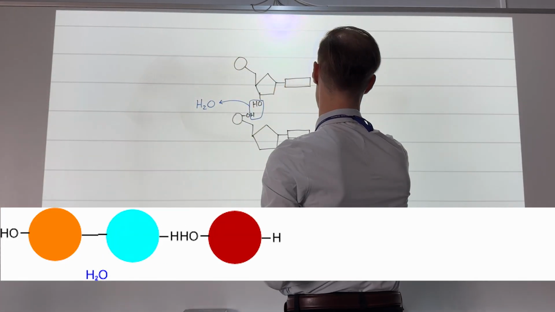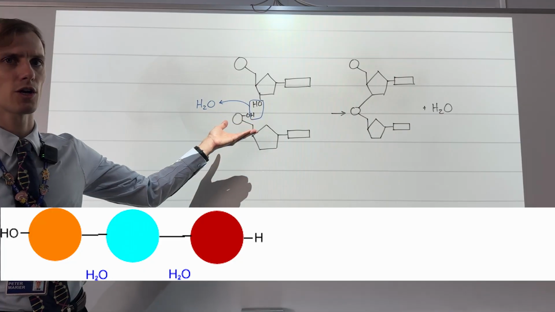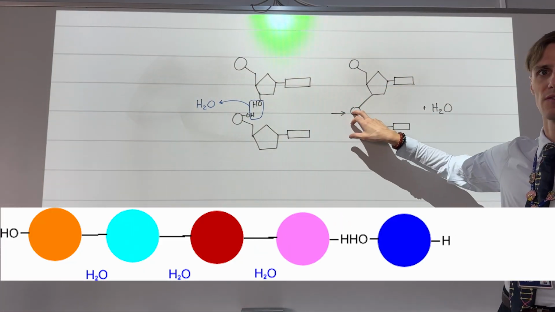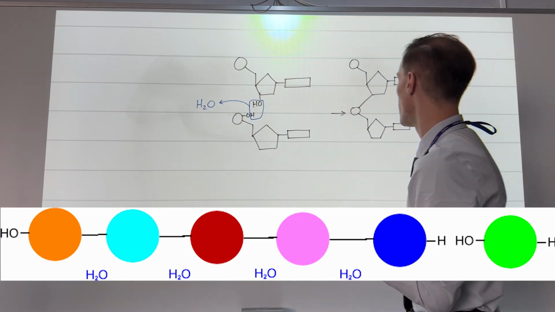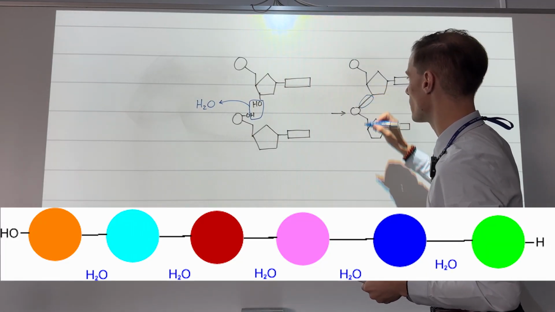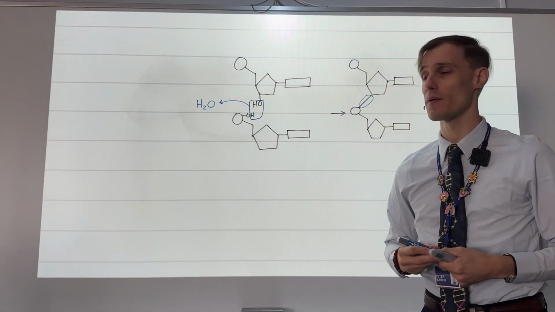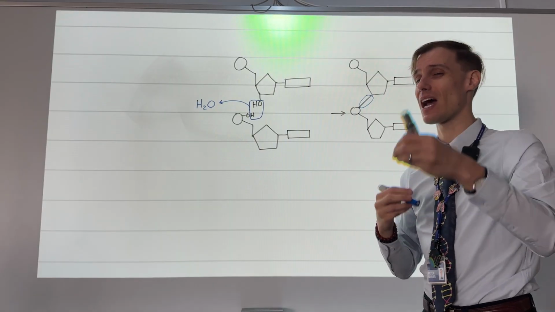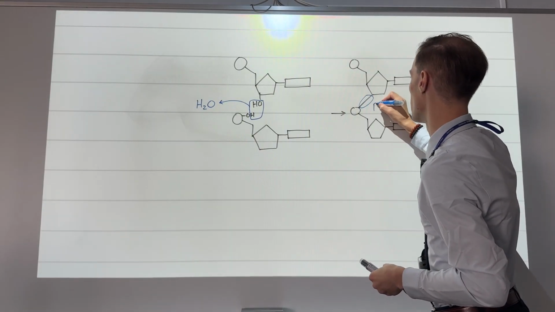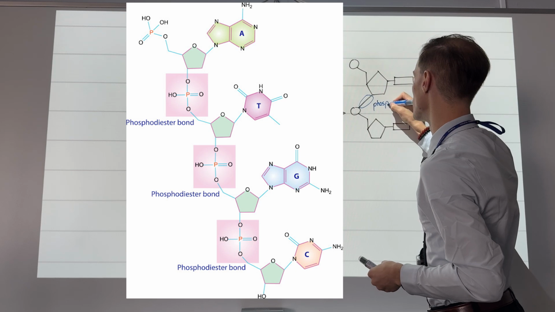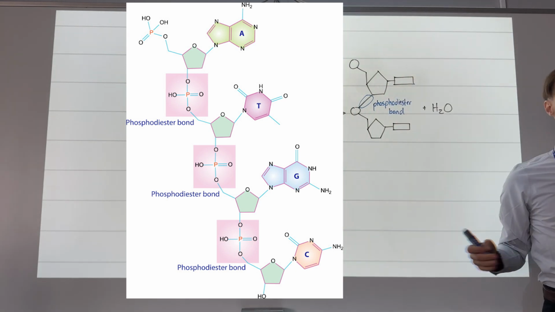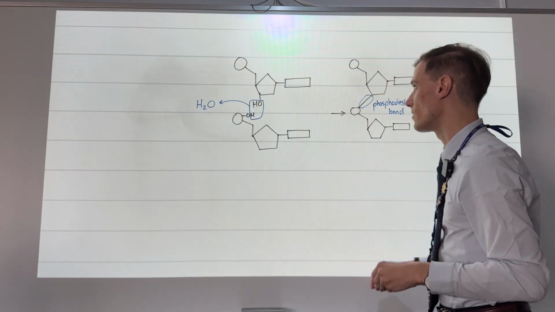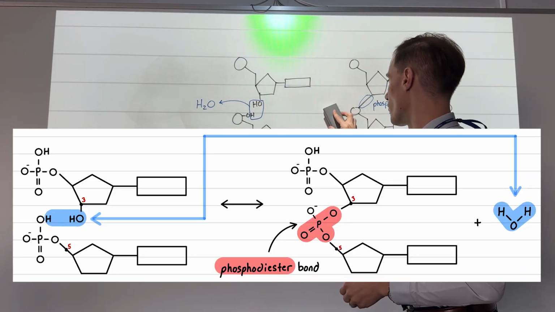So let's draw the result. So here's what occurred. This deoxyribose group has been bound to this phosphate group. Now, this bond specifically is a covalent bond, and it is quite strong. Its proper name is, it's a specific kind of covalent bond, something called a phosphodiester bond.